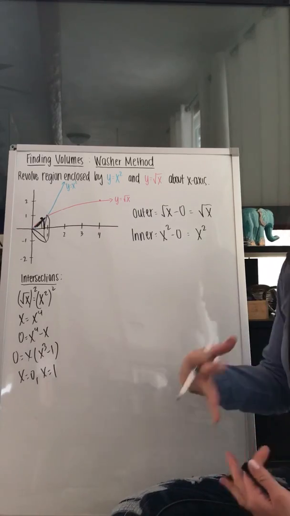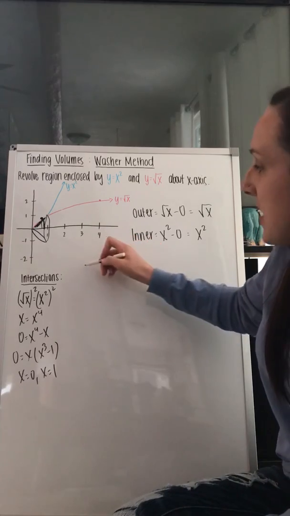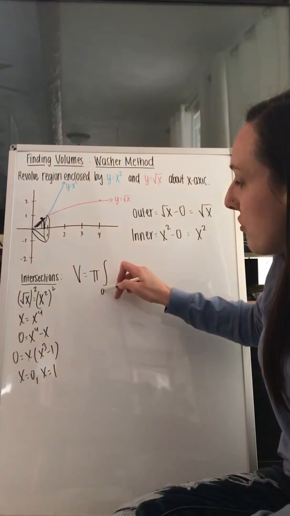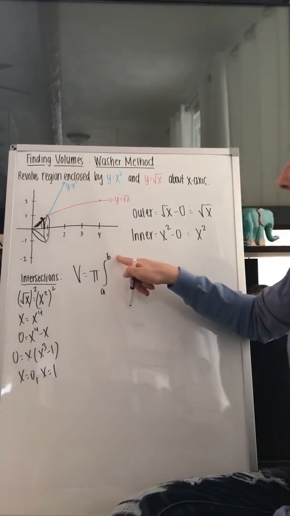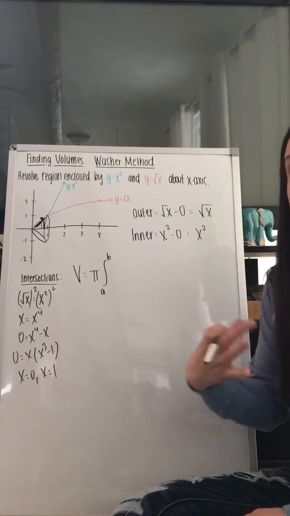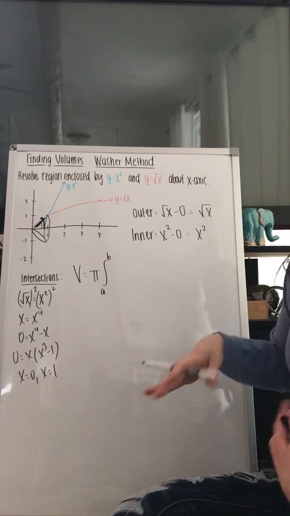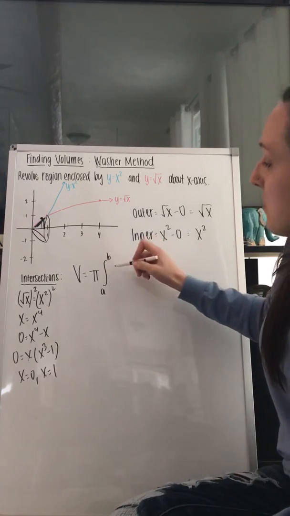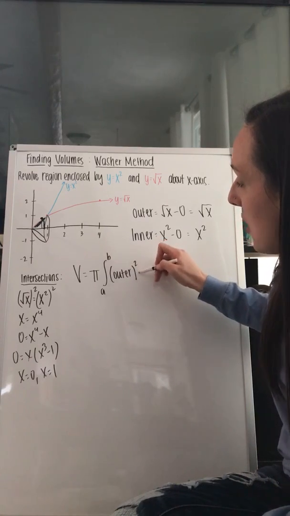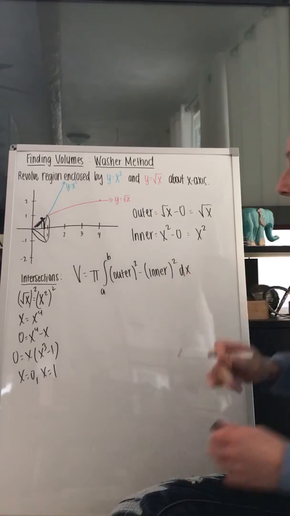So the general equation that we're going to be following for the examples we're going to be talking about today is the volume is equal to pi times the integral from whatever x value we're starting at to whatever x value we're ending at. We're still going to be talking about that radius squared times delta x. But since we've got an outer and an inner, we have to take into account both parts. So it's going to be the outer radius squared minus the inner radius squared times delta x.